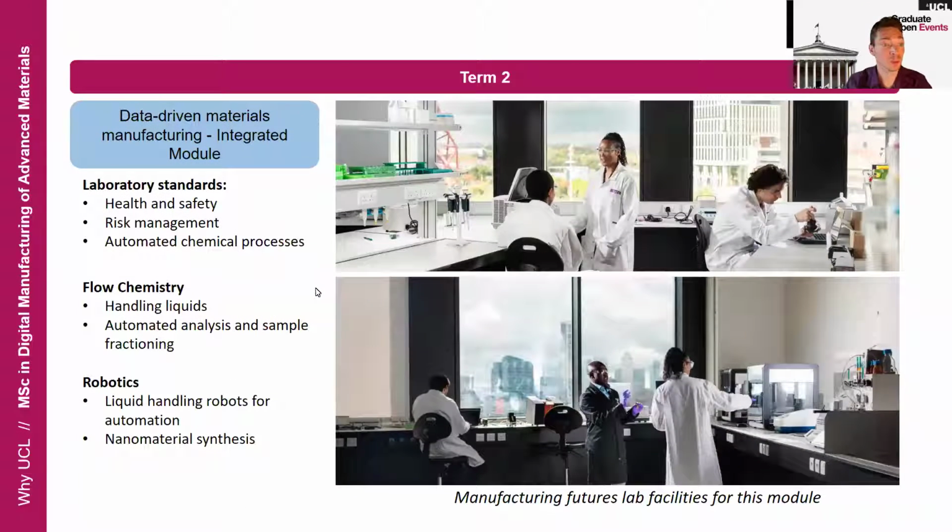Another module in term 2 is the data-driven materials manufacturing, or the integrated module. And that will be hosted not in the Innovation Lab. We have a lab here dedicated for teaching for topics such as robotics and flow chemistry. And that is a specific part of the wet labs just beside the Manufacturing Futures Labs. And what you see in the background again is the wonderful London skyline in Aldgate.